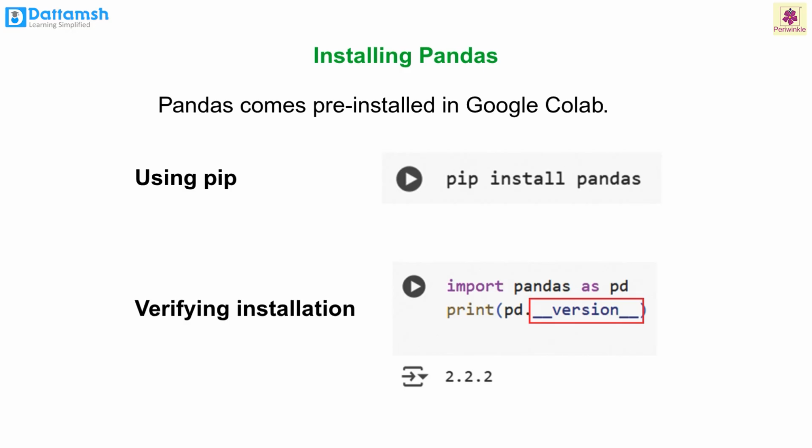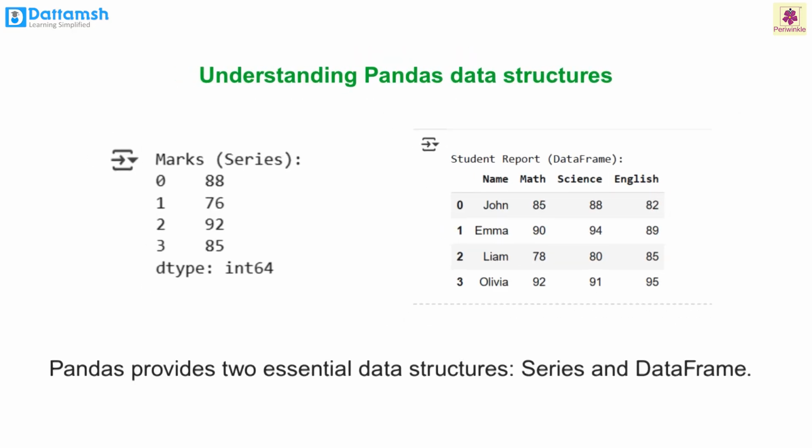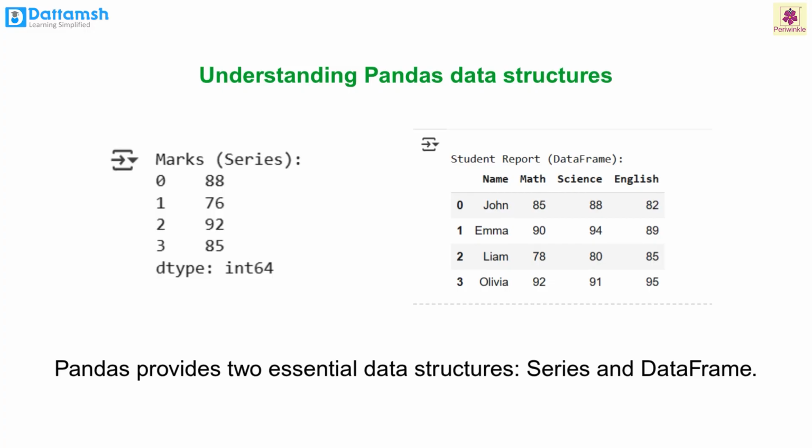If Pandas is installed successfully, it will display the installed version number. For example, it shows 2.2.2. Pandas provides two essential data structures: series and data frame.